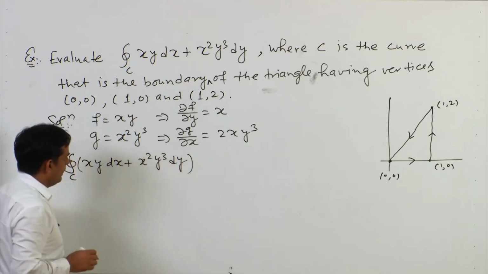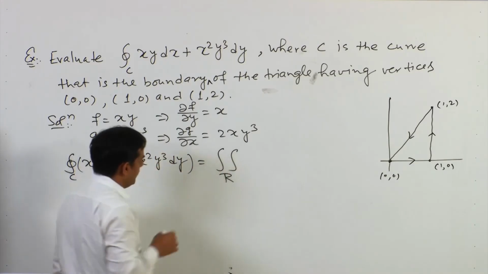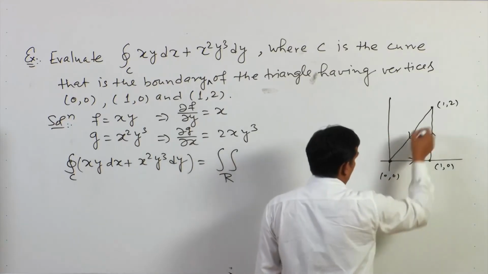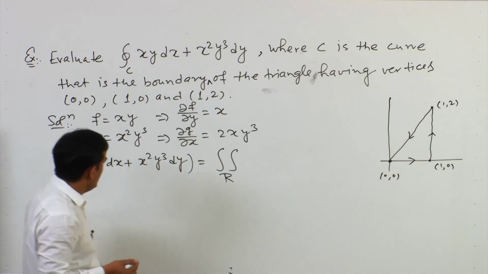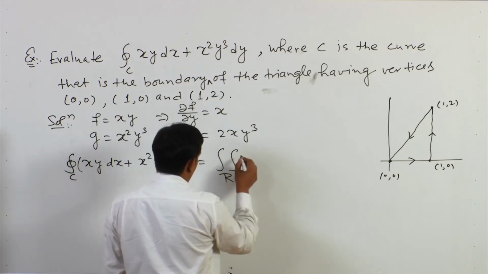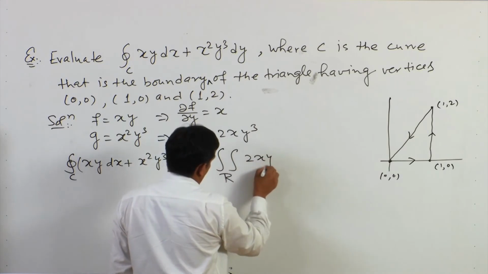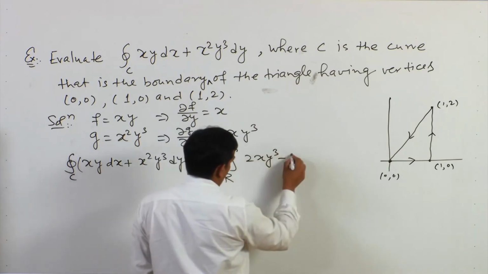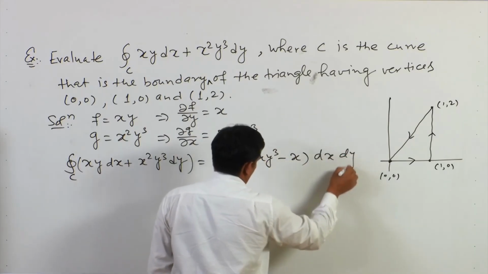this curve C can be written as the double integral over the region R, where R is the region of the triangle bounded by these 3 lines. And then del g over del x, that is 2x y cube, minus del f over del y, that is x, dx dy.